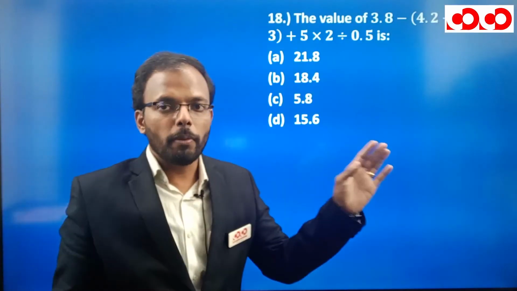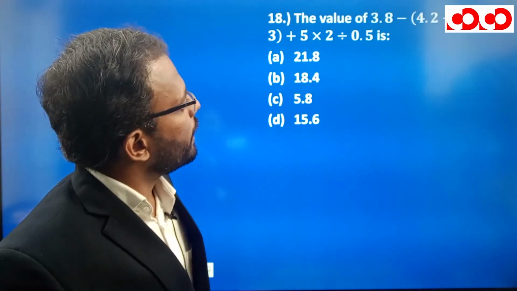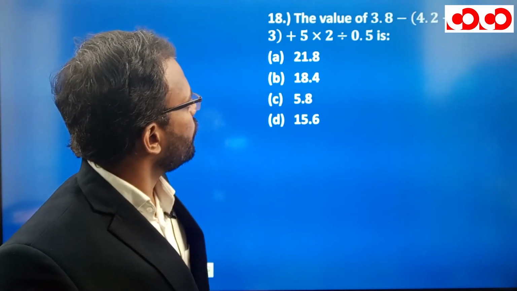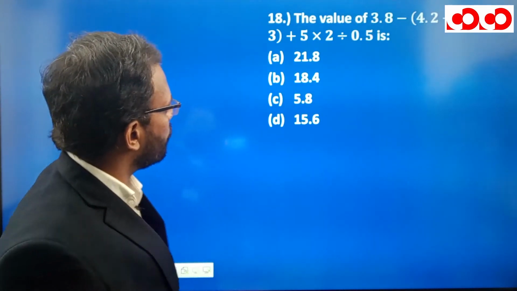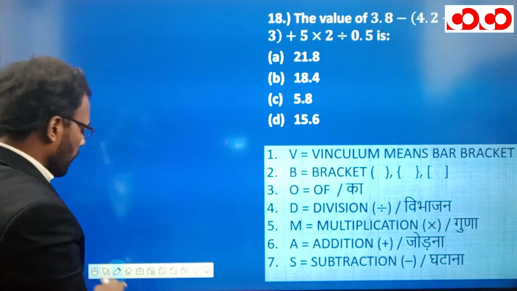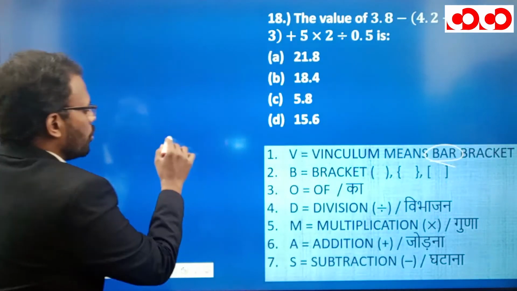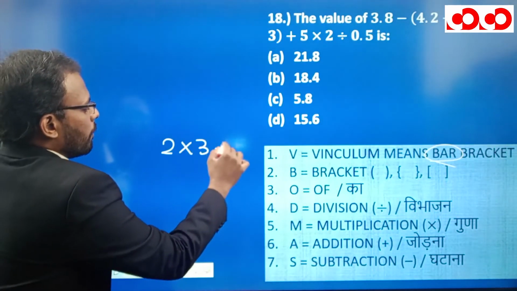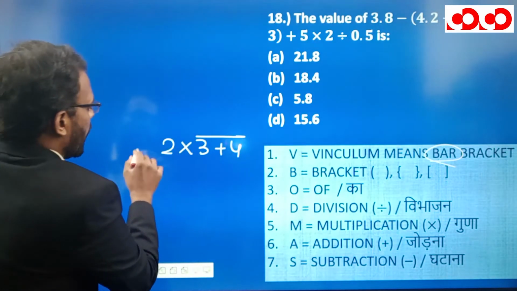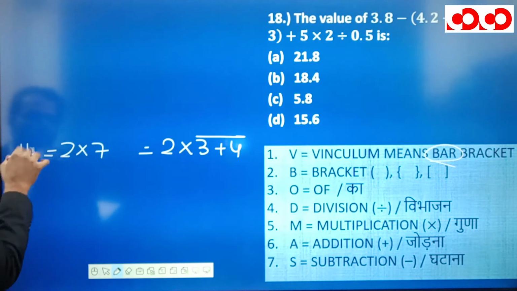So here is a problem on simplification. 3.8 − 4.2 ÷ 0.7 × 3, plus 5 × 2 ÷ 0.5. So we should know the formula of VBODMAS, right? V in VBODMAS is vinculum, which means bar bracket. So what is a bar bracket? If I do 2 into 3 plus 4 with a bar over the 3 plus 4, so this should be solved first. So the answer to this is going to be 2 into 7, which is equal to 14, right?